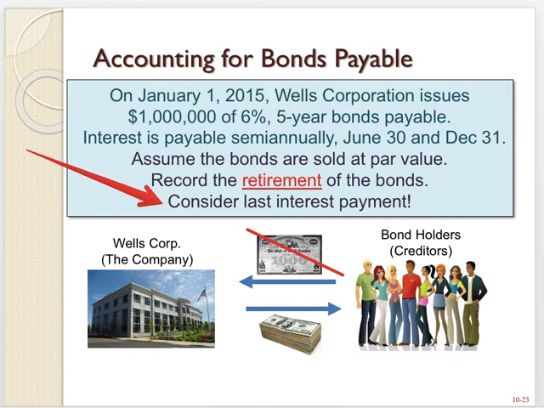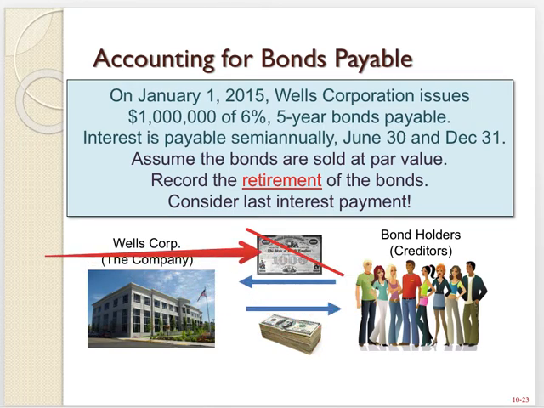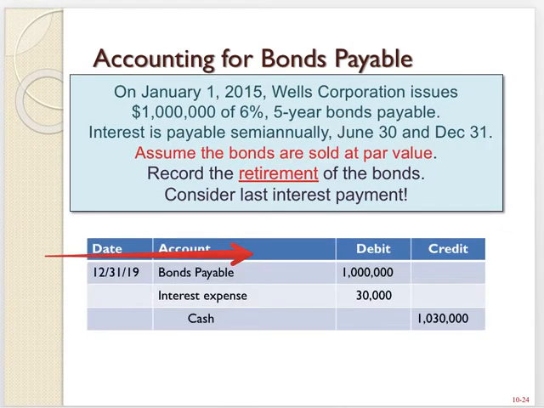So what it looks like is this, okay? Wells Corporation is now going to pay the bondholders back the full principal amount. So they're repaying the loan, which is the $1 million. And in exchange, this promise of the bond payable goes away, right? We've repaid it. We no longer owe you this money anymore.